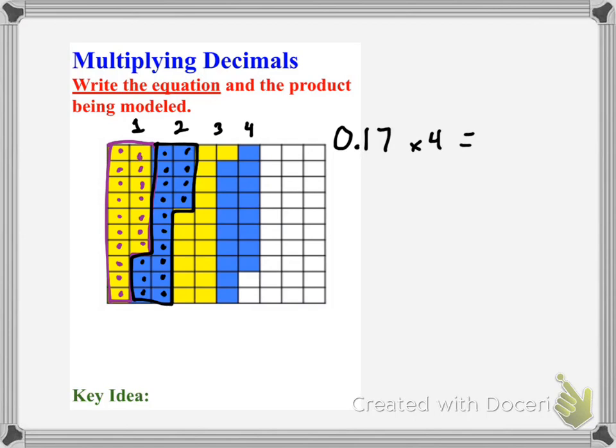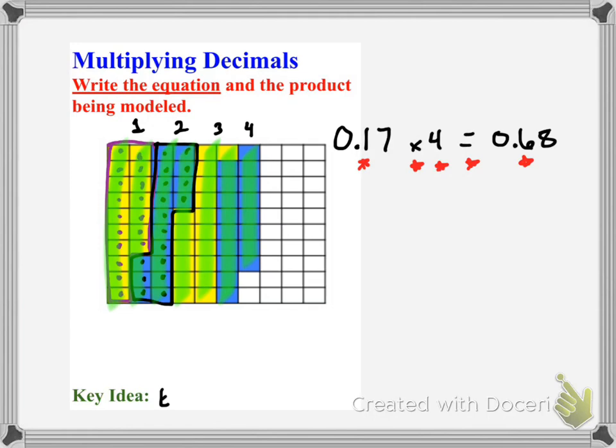And the product is going to give me 1, 2, 3, 4, 5, 6, 6/10 plus these little guys right here, which is 8 hundredths. So it would be a 6 in the 10th place and an 8 in the 100th place. So that means that you have a star for 17 hundredths, a star for the multiplication symbol, a star for the 4, a star for the equal sign, and a star for your product, which is 68 hundredths.